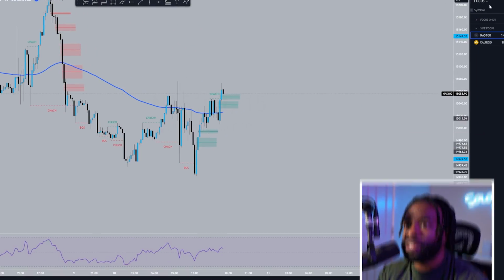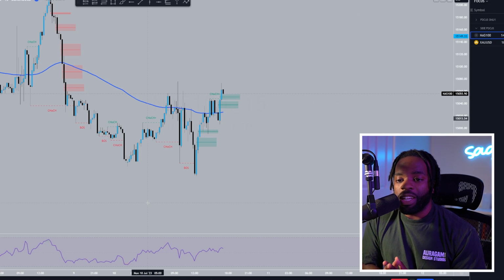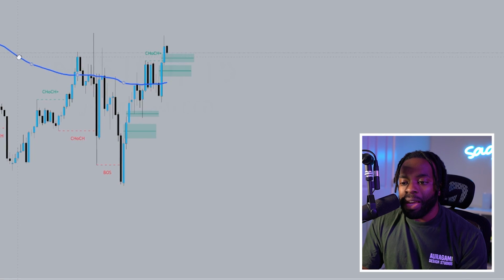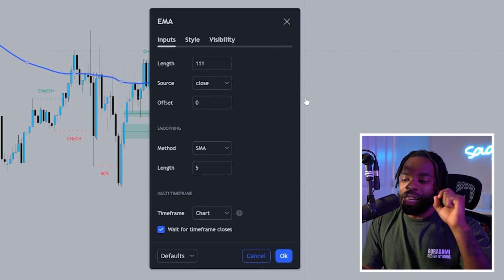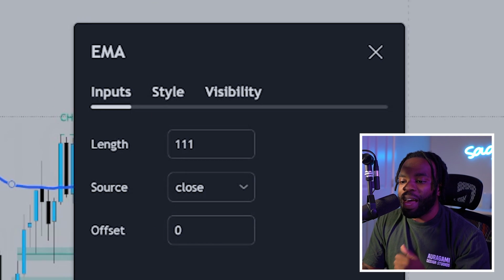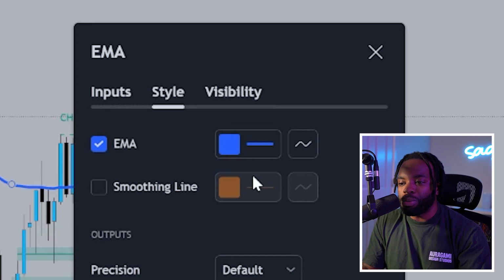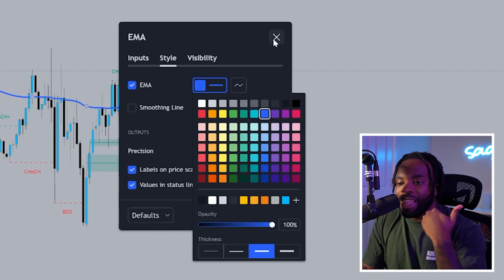So if you guys look here, you see right now we are currently on NASDAQ. We're going to be using 3 different indicators to help you guys out. One of the first indicators we're going to be using is an EMA moving average. Length will be set at 111, and then it will be at SMA method, and the length once again will be at 5. Once we have that, make sure you change the colors to blue and make sure you have the thickness at 3 so you can actually see this here.